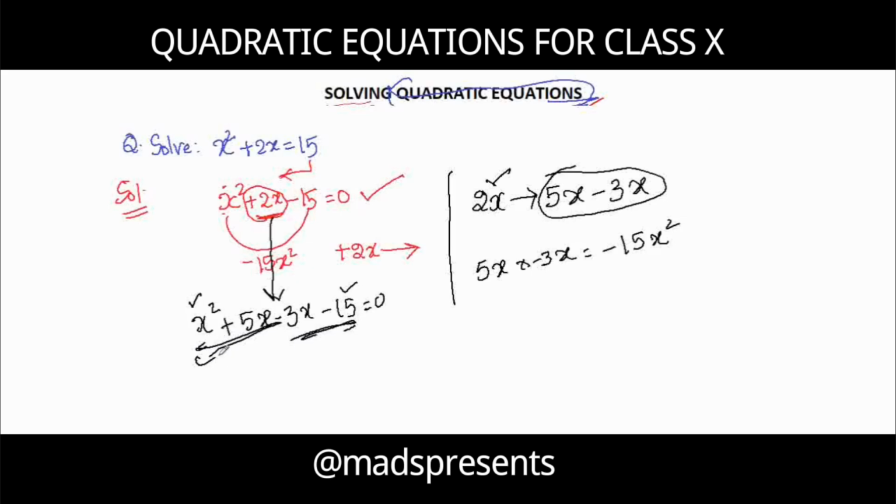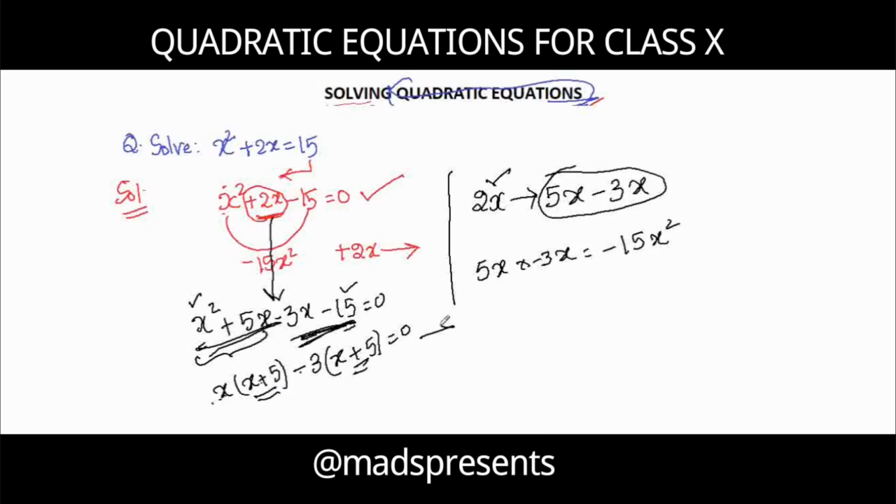From the first two, x is common, so it becomes x(x + 5). From the second pair, you can take −3 as common, and in the bracket you will get (x + 5). Now just cross-check: x into x is x², x into 5 is 5x, −3 into x is −3x, and −3 into 5 is −15. Perfect. I already told you, if the bracket term is the same, then your approach is correct.